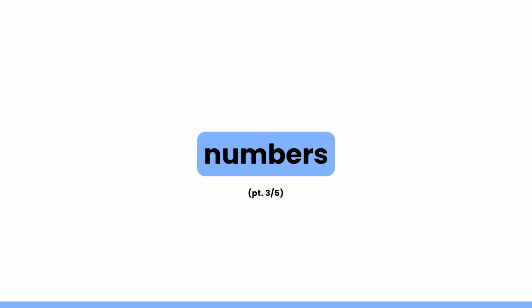In today's blue vocabulary lesson, we will look at the numbers again. This time we will learn how to count from 30 all the way up to 100. So in today's lesson, the numbers part 3 out of 5.